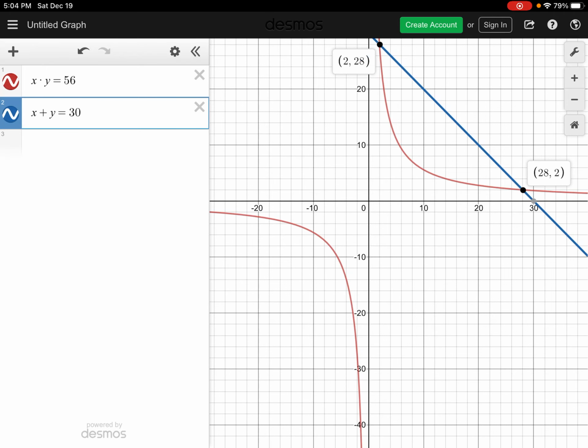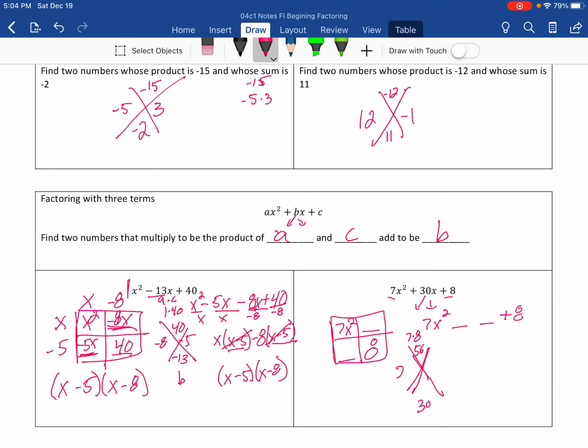So I do 56 and 30, and it is 28 and 2. So this is going to be a positive 28x and a positive 2x. And I go through and find my greatest common factor. My greatest common factor here is x. My greatest common factor here is going to be 4. X times 1x is 7x squared. Sorry, I don't know why I put an x there, sorry guys. Then x times 2 is 2x.